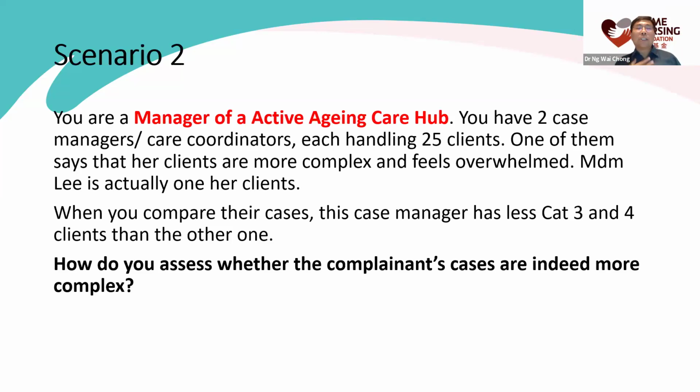And when you are the manager, you compare their cases. This case manager who complains has fewer Cat 3 and 4 clients than the other one. So how do you assess whether the complainant's cases are indeed more complex? I don't know whether you have this experience before. So would anybody like to just type and suggest, what do you think? How do you assess that the caseworker's cases are really more complex? Okay, you can type onto the Q&A.